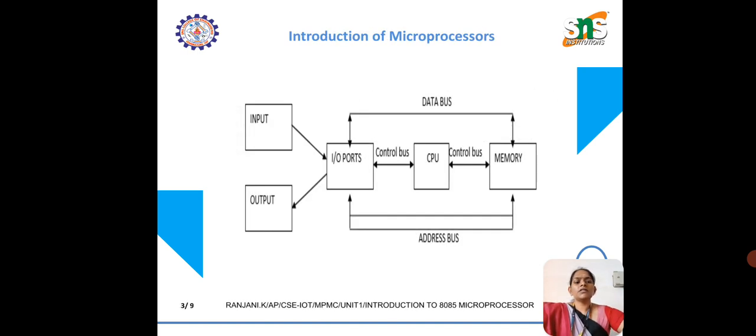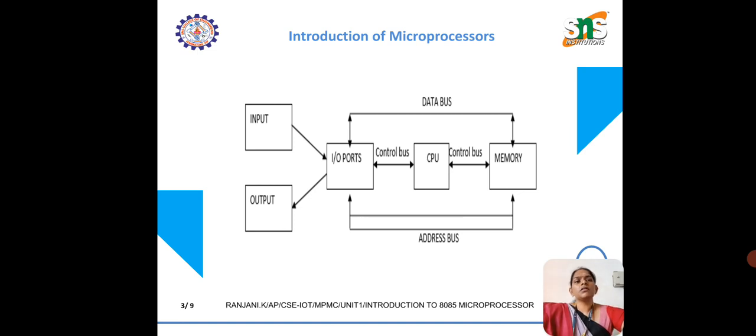And this is the basic block diagram of a microprocessor, where you have input and output ports, and the CPU is the main central processing unit of the entire system, where all input and output performance are made. It has various buses, that is data buses and address buses, for communication between the devices, and it has a memory for storage purposes.